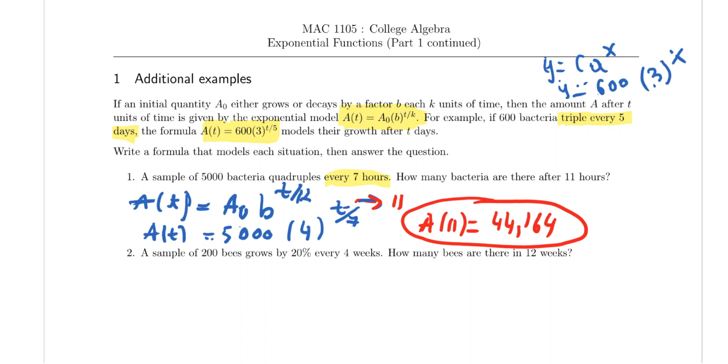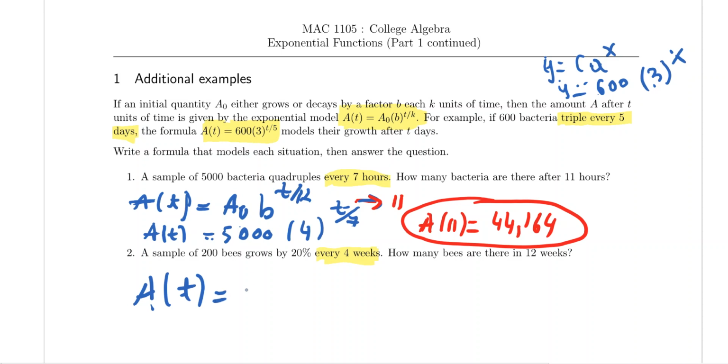All right, the next one. It says a sample of 200 bees grows by 20% every 4 weeks. Again, your cue is that this growth happens every 4 weeks. So your k is 4 in this case. So you write the formula.